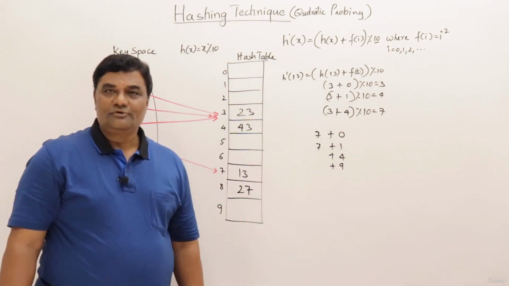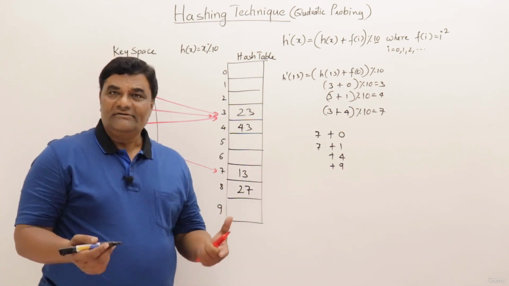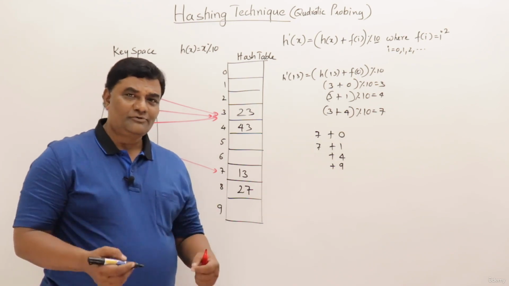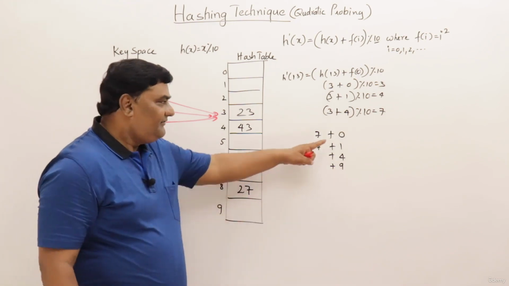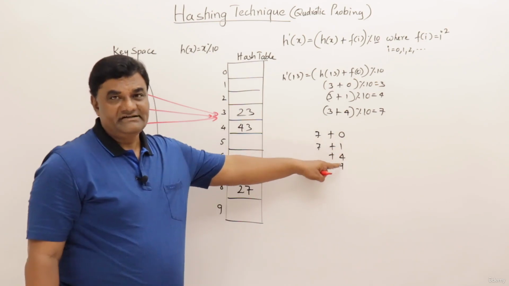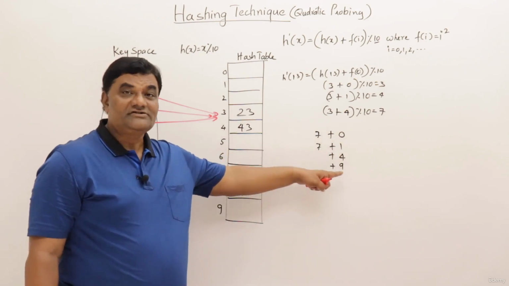That's all about quadratic probing. I don't have to explain much in this one. It is the same as linear probing. The only difference is we are getting the next location with a distance apart. That is, not close or consecutive locations.